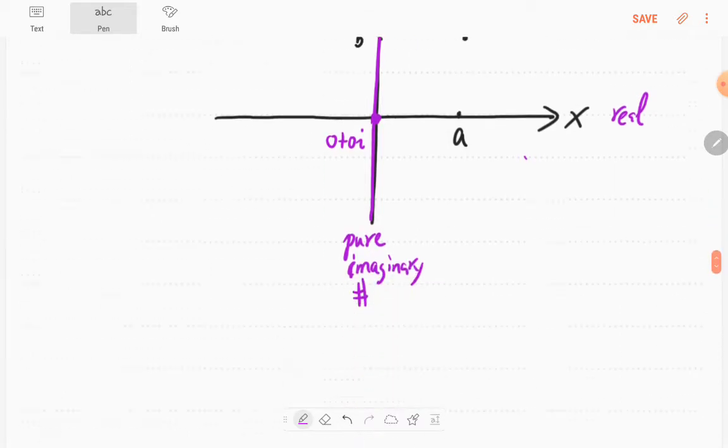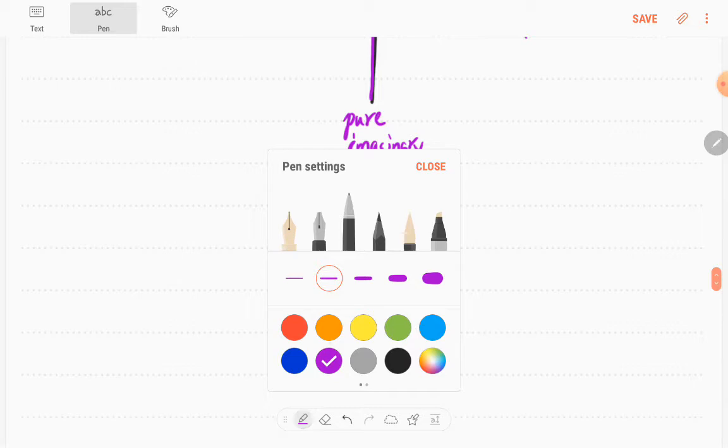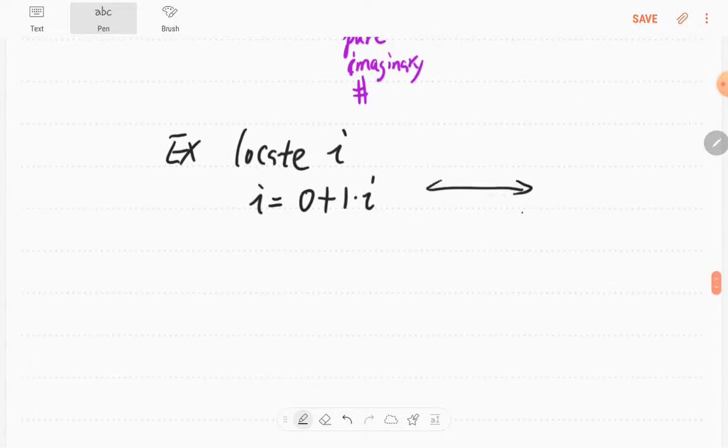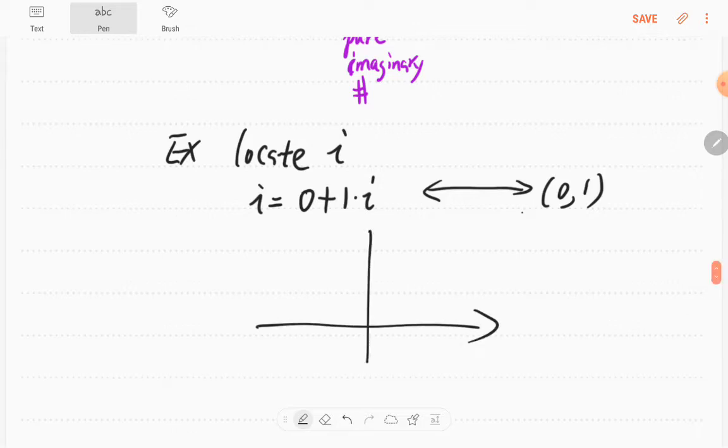Okay. So for example, we want to locate i. We can write i as 0 plus 1 times i, right? So it corresponds to the point 0, 1, which is here, 1 here. So this point is i. Okay?